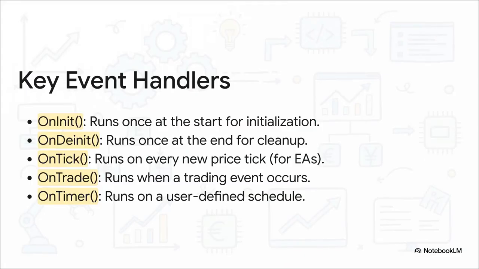And these special functions are called event handlers. OnInit runs just once, right at the beginning, perfect for setup. OnTick is the main workhorse for most EAs. It fires off every single time the price changes. OnTrade gets triggered whenever a trade happens. And OnTimer is cool because you can set a schedule, like run this code every 5 seconds. You just pop your logic into the right handler, and MQL5 does the rest.